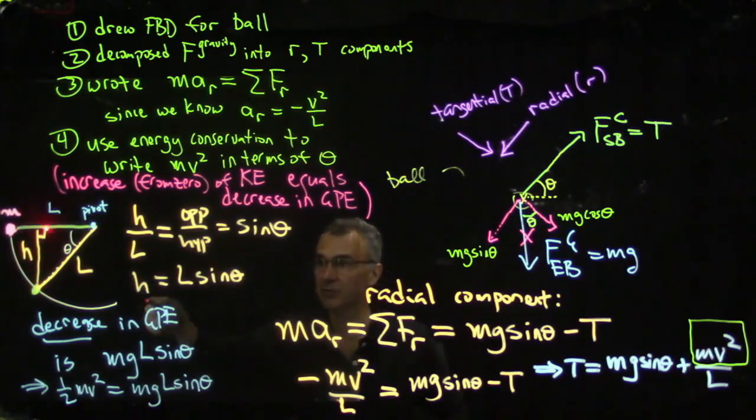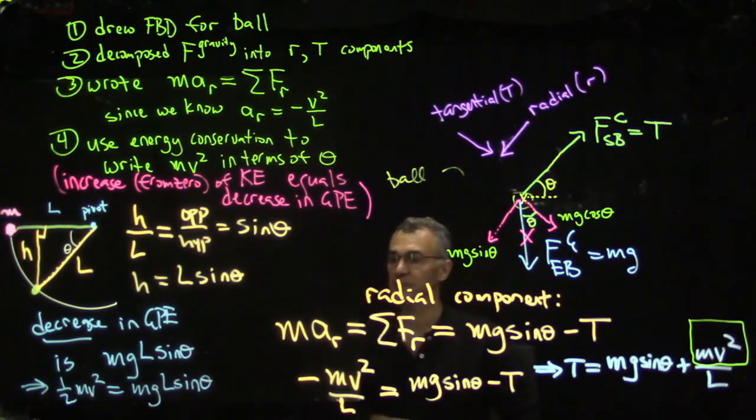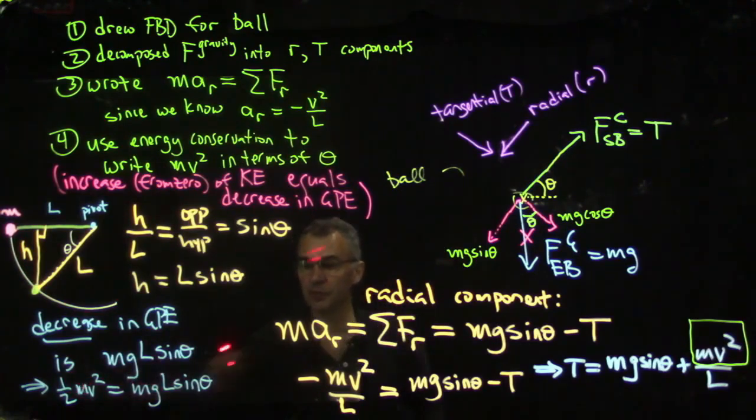So the amount of gravitational potential energy that the ball-Earth system lost was mgL sine theta, so that must equal the amount of kinetic energy that the ball gained. So the ball's kinetic energy must be mgL sine theta. So now mv squared must equal 2 mgL sine theta.